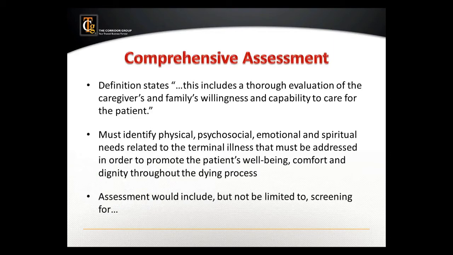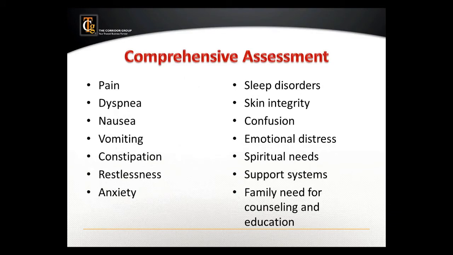CMS has specifically stated that the assessment would include an assessment of certain areas, but not be limited to screening for needs in all of these areas. And that's what this slide here shows for you. So you're screening for pain, dyspnea, nausea, vomiting, so on and so forth. The hospice would gather information as necessary in each of these areas at minimum to meet the patient and family needs, and that comprises your comprehensive assessment.